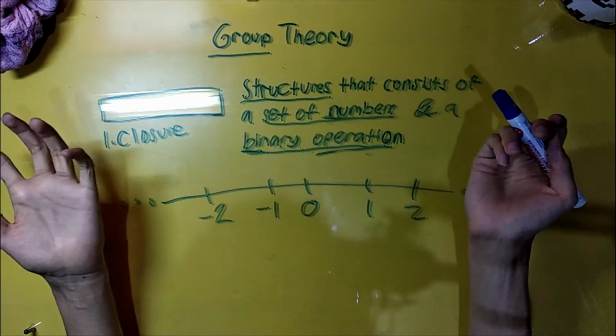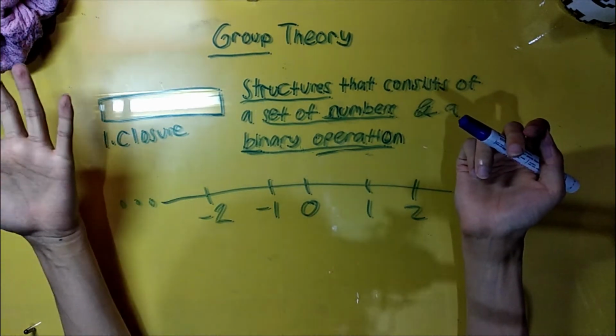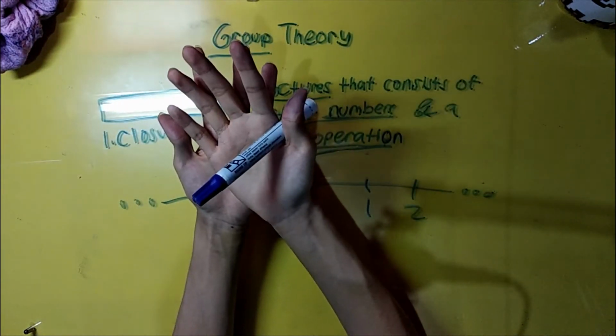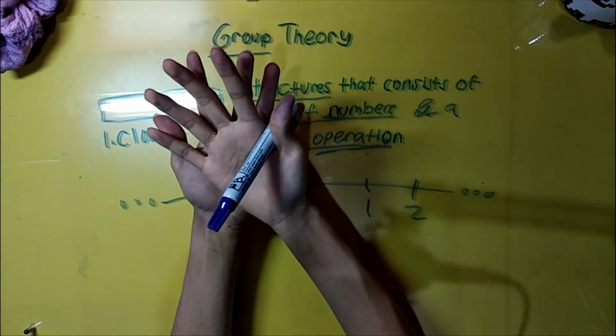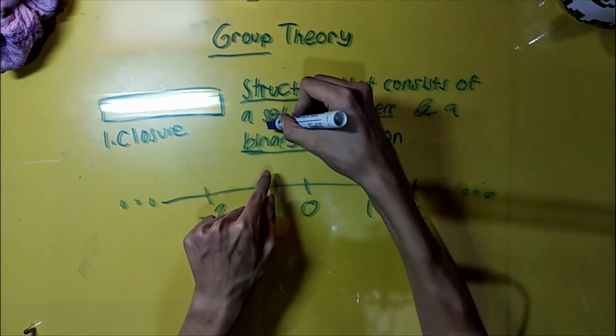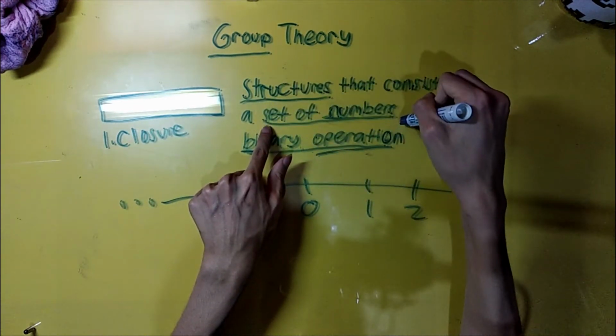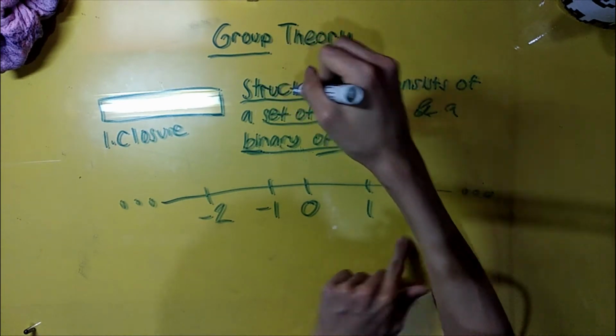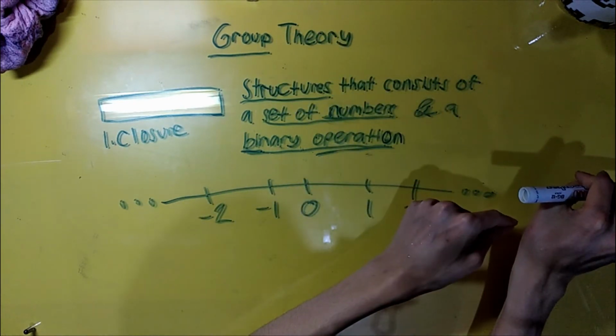You can take any two numbers together, let's say 100 and 50. You can add them together with a binary operation. You're going to get 150. 150 is still within the set of numbers that we have defined. It is still within the same structure. It's just further ahead that way.